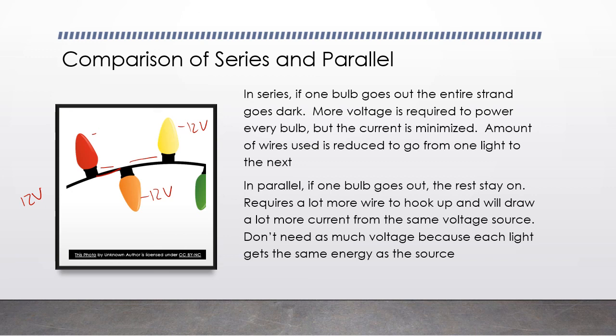Whereas in series, if we had just these 3 light bulbs, each one would lose 4, 4, and 4. So you can see to get them brighter, we would need to up this voltage to get them to that same 12 volt drop. We would need to up the voltage to 36. So there's benefits and drawbacks to both, and we'll explore that some more in class.